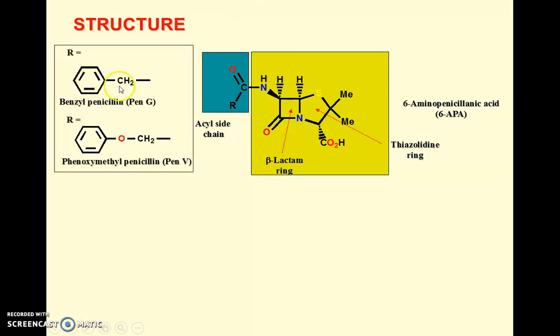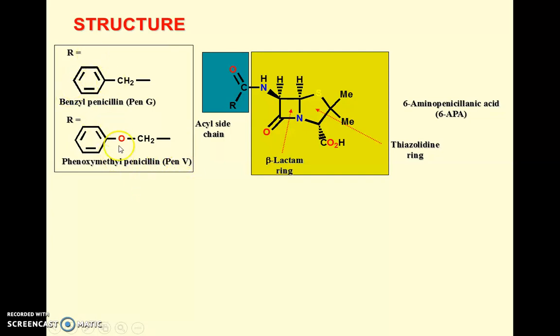So when the R is benzyl, CH2, this benzyl group, that is called benzyl penicillin, also called penicillin G. Whereas if the R is replaced with this phenoxymethyl organic group, then the complete penicillin is called phenoxymethyl penicillin, also called by the synonym penicillin V.